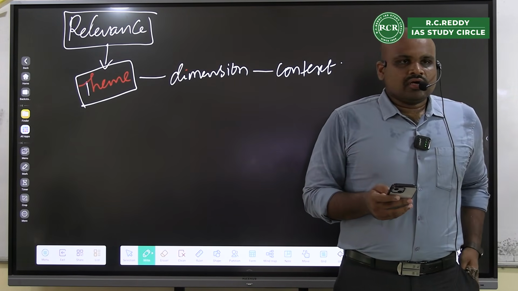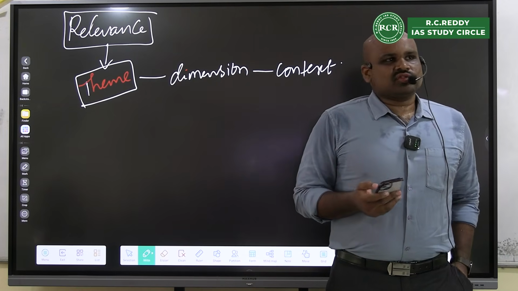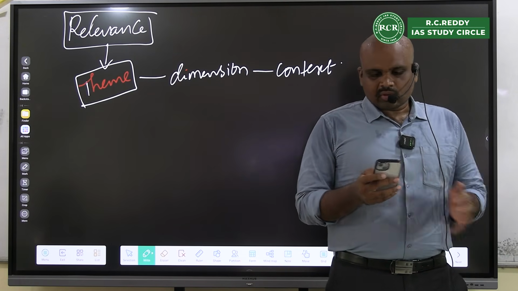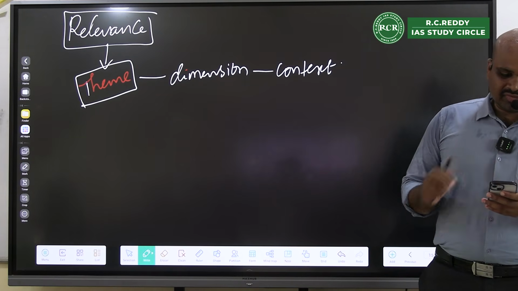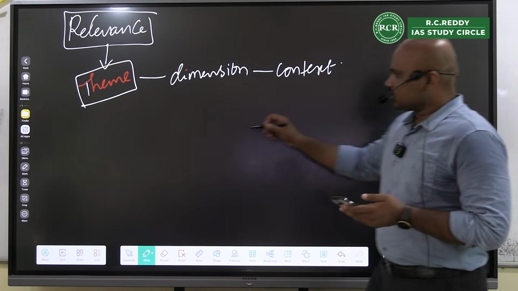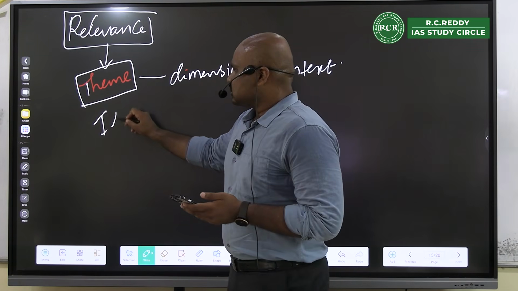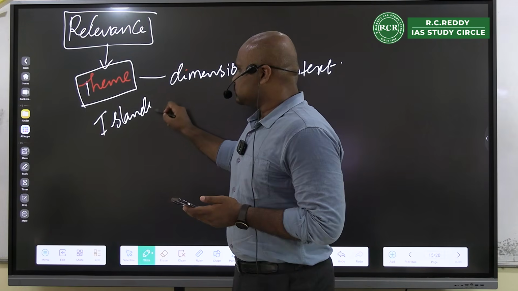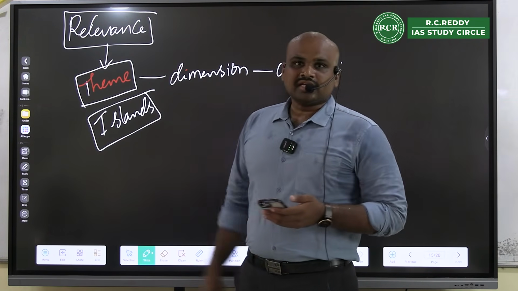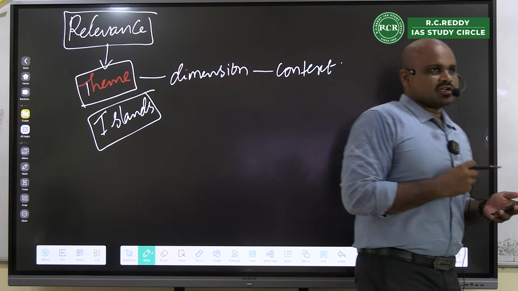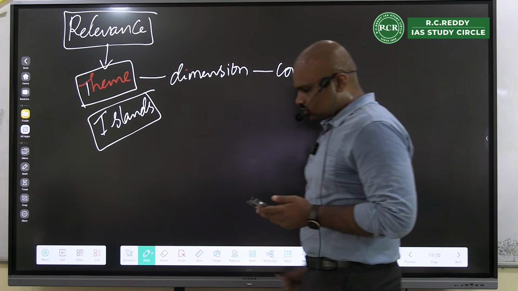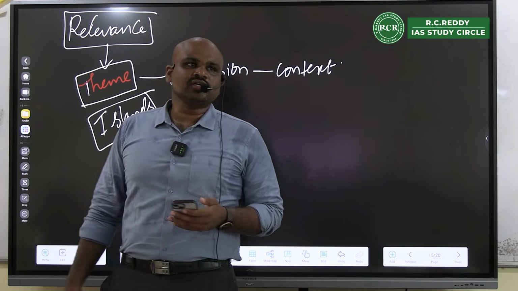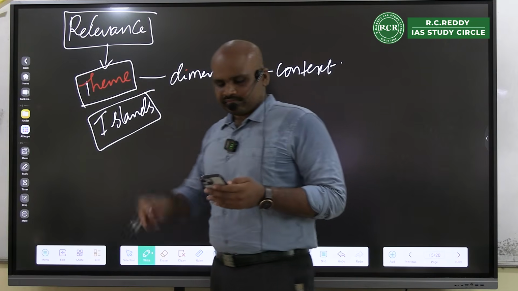Right? Now, first suppose they give you this question. What is the theme of this question? The theme of this question you have to understand is islands. That is the central theme of this particular question, because it is asking about the corresponding impact of climate change on island nations. So, islands is the theme.